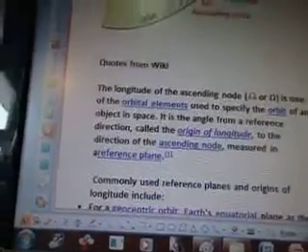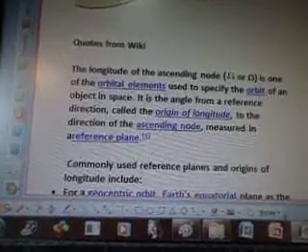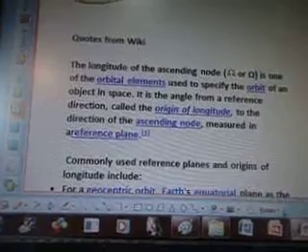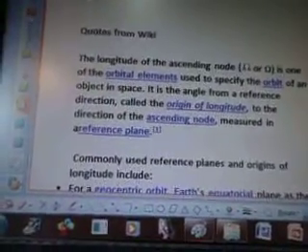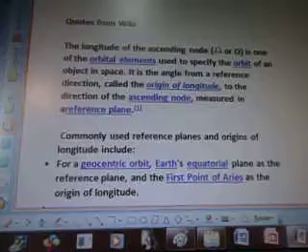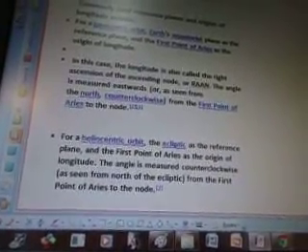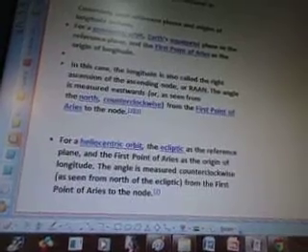So, quotes from Wiki. The longitude of the ascending node is one of the orbital elements used to specify the orbit of an object in space. It is the angle from a reference direction called the origin of longitude to the direction of the ascending node, measured in a reference plane. Commonly used reference planes and origins of longitude include: for a geocentric orbit, Earth's equatorial plane as the reference plane, and the first point of Aries as the origin of longitude. In this case, the longitude is also called the right ascension of the ascending node, or RAN.